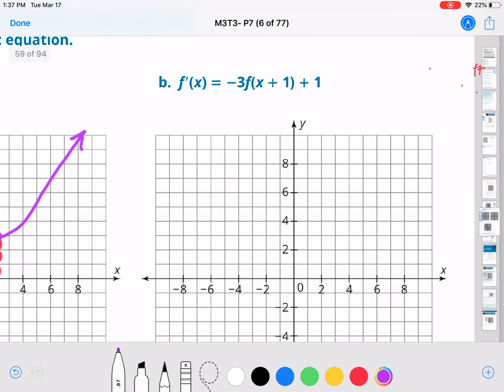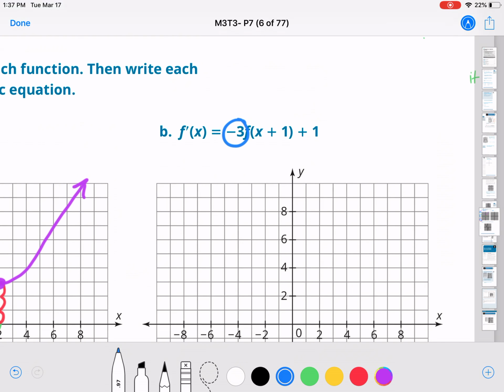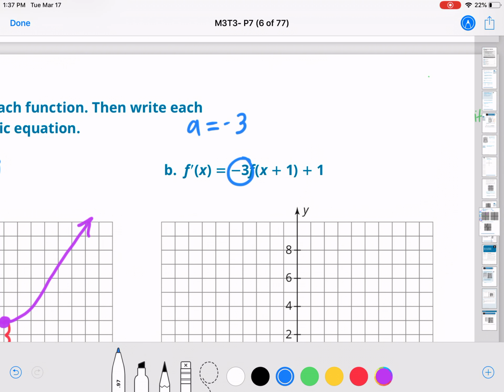Let's try part B. For part B, you're going to do the same thing. I'm going to identify my A, H, and K. A is -3. H is -1 because it's positive inside. And my K is +1. Okay, so A, H, and K. Then I'm going to talk about them.